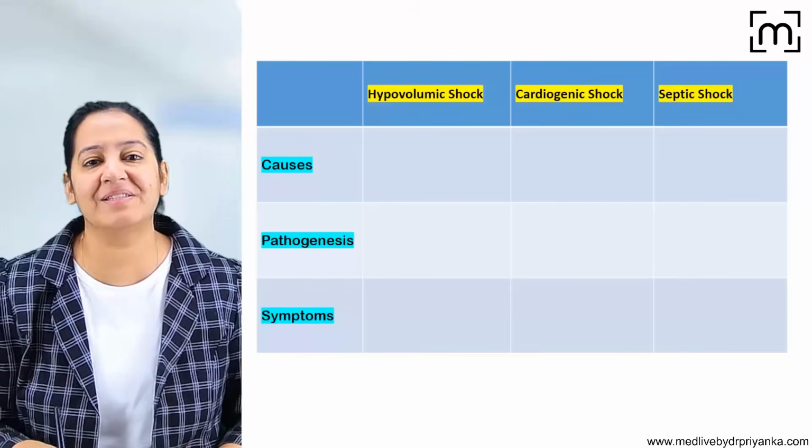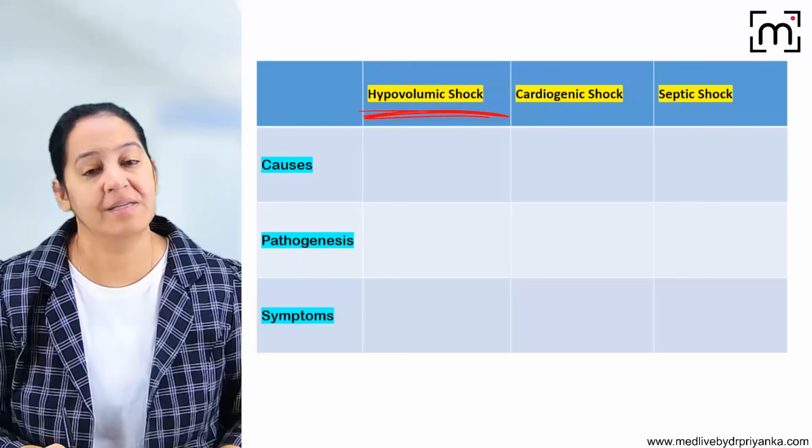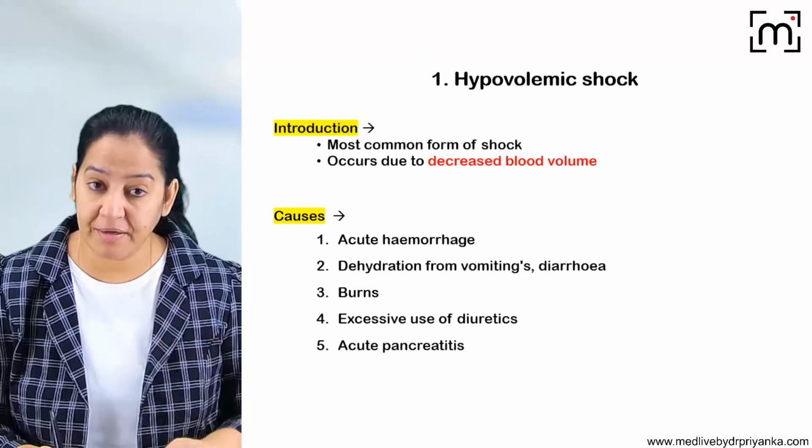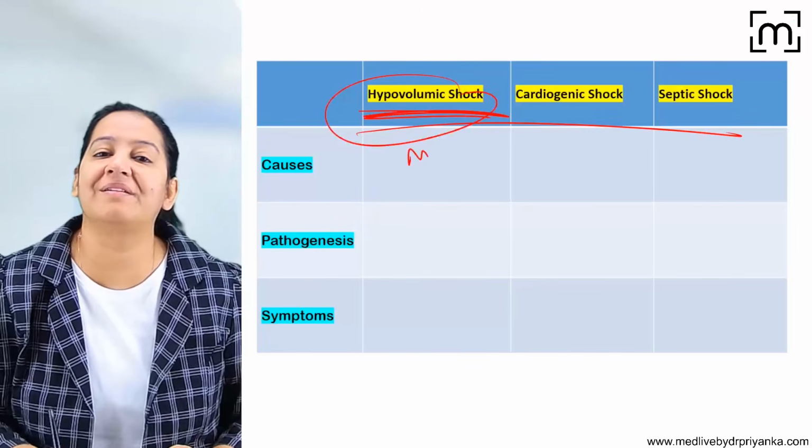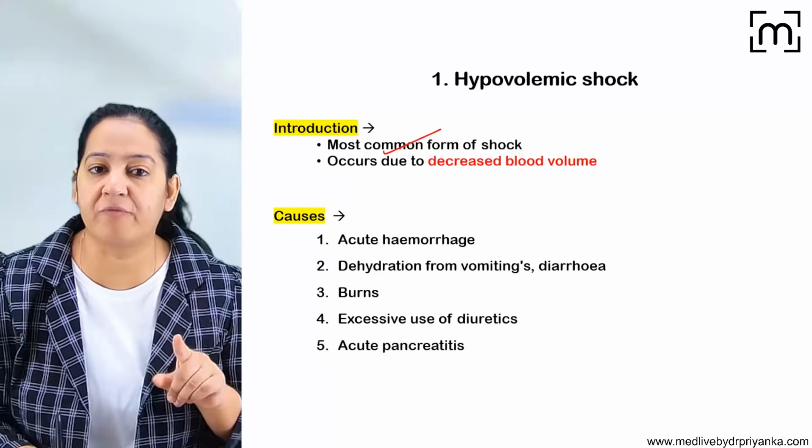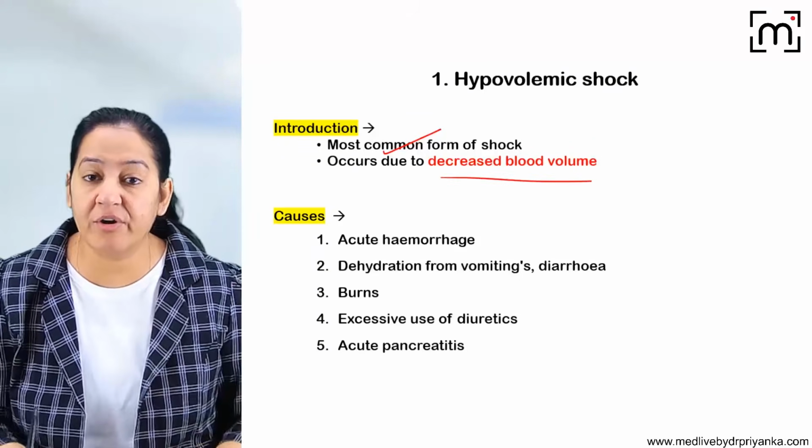So let's start with the first type of shock, hypovolemic shock. What is the introduction? Among the three types of shock, this one is the most common type of shock among all the shock. And it is due to decreased blood volume.